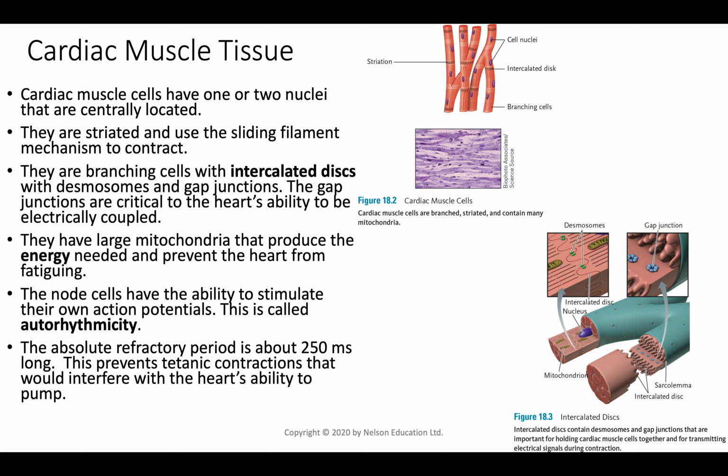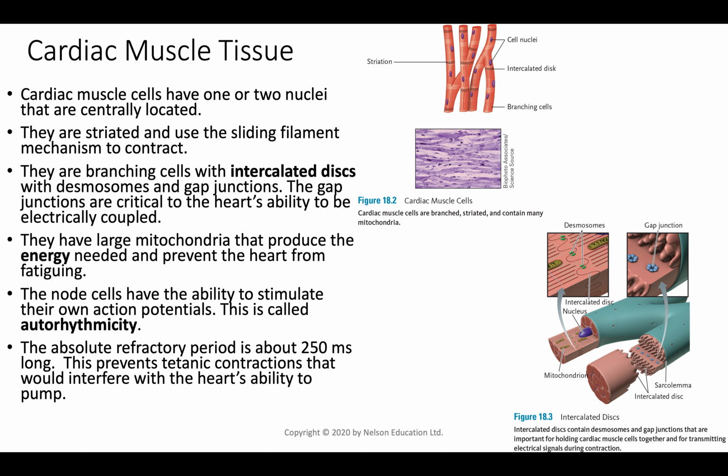And we also have autorhythmicity. We have two separate sets of nodes within the heart that are going to stimulate the action potential. One stimulates the lub, the other stimulates the dub of the heartbeat. And again, this is called autorhythmic.